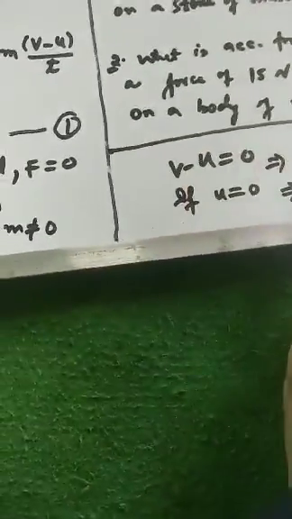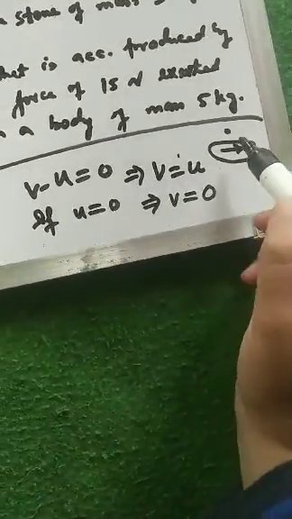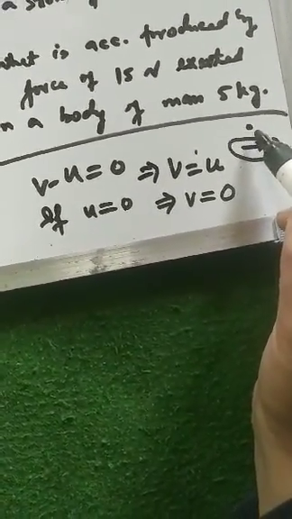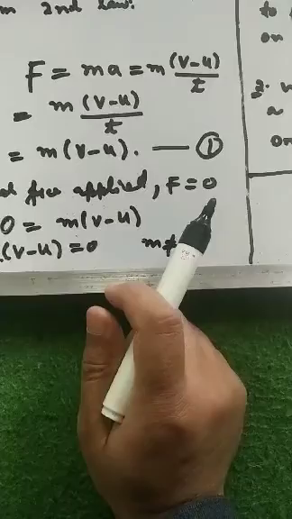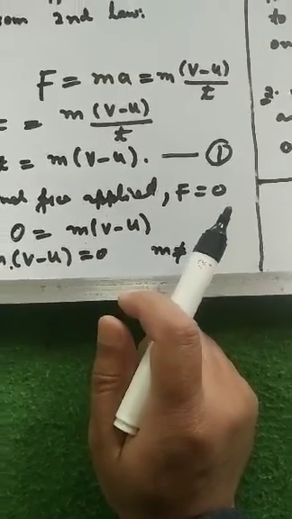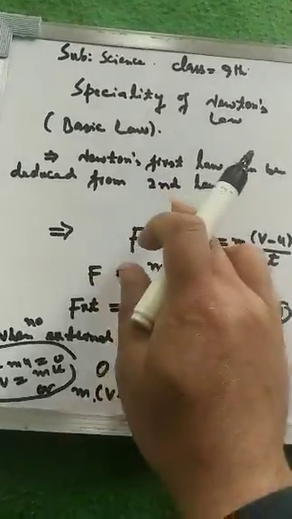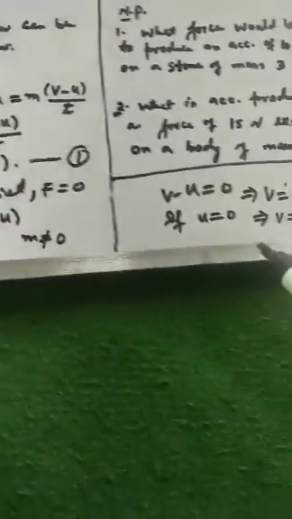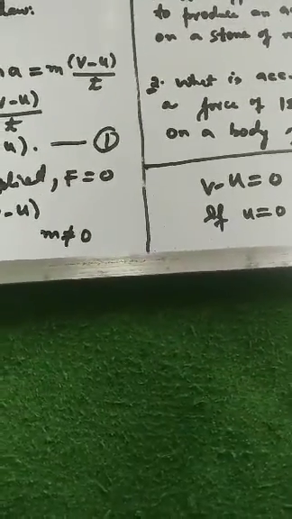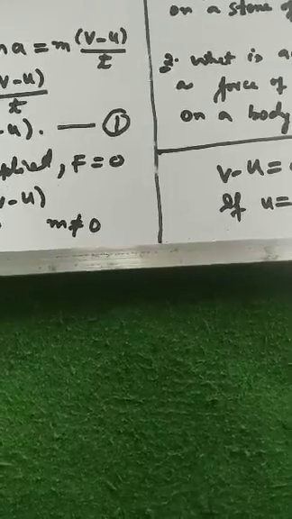Combining these two parts, we can say that if a body is at rest, it will remain at rest. If a body is in motion, it will continue to be in motion when no external force is applied on the body. This is Newton's first law of motion, and we have deduced it from Newton's second law of motion. We started from the second law of motion and came to the conclusion of Newton's first law of motion.